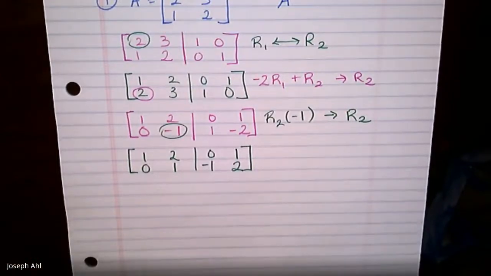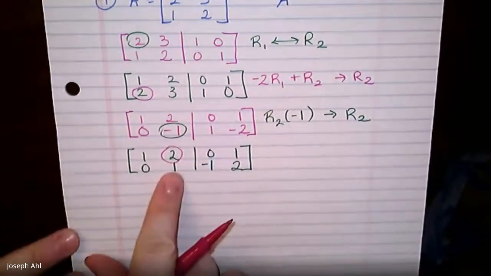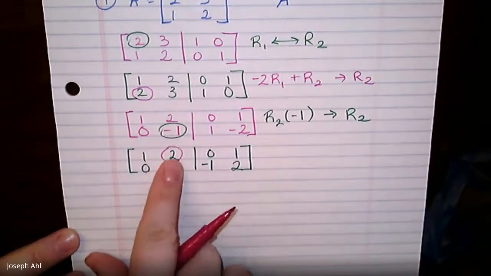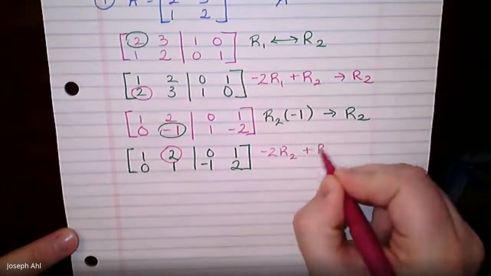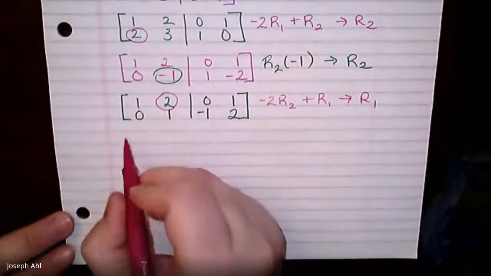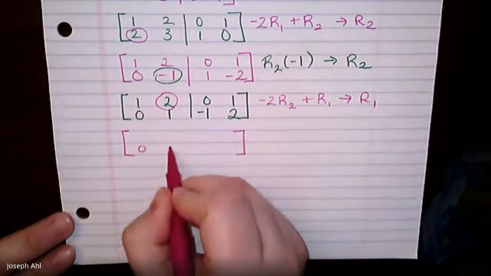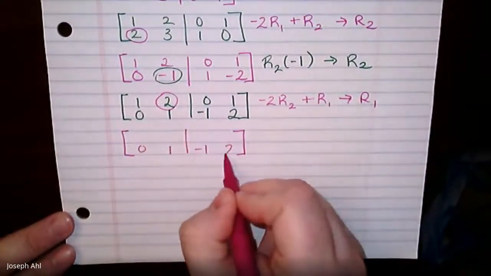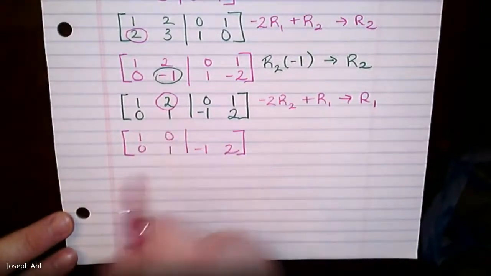And the very last step is to change this 2 into a 0. So now we're going to come down to the bottom row, multiply this by -2, and add it to the top row. So -2 R2 plus R1, and that's going to be our last step. So I know that the bottom row is not changing this time. 0, 1, draw the wall, -1, 2. The top row should be 1, 0 now.